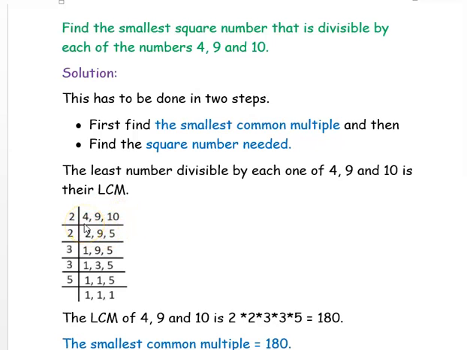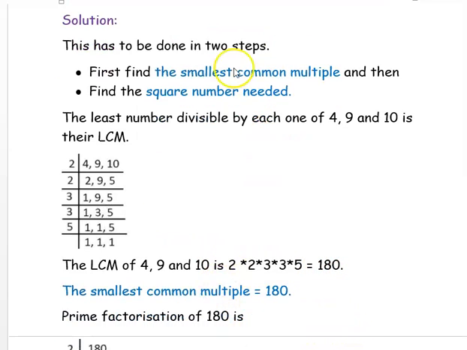So now I am taking the LCM for 4, 9 and 10. Divided by 2, I'll get 2, 9 and 5. Divided by 2, I'll get 1, 9 and 5. Divided by 3, I'll get 1, 3, 5. Divided by 3, I'll get 1, 1 and 5. Divided by 5, I'll get 1, 1, 1. So the LCM of 4, 9 and 10 is 2 into 2 into 3 into 3 into 5, which is nothing but 180. So the lowest common multiple of all the 3 numbers, that is 4, 9 and 10, is 180.